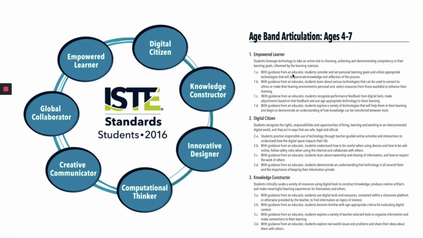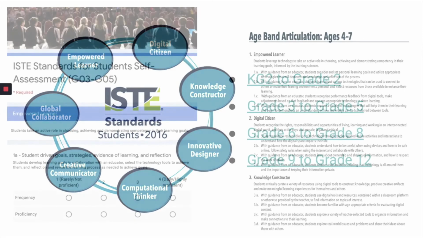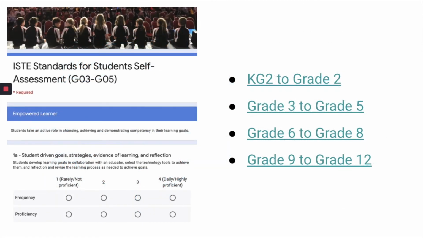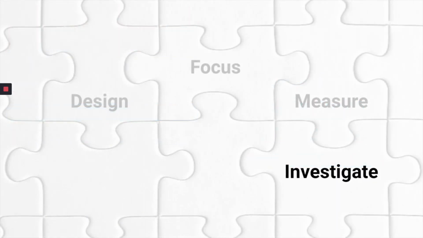So maybe with guidance from an educator, students are considering and setting personal learning goals and utilizing appropriate tech that will demonstrate knowledge and reflection of process. At the age of 4, it's totally appropriate to have that guidance from an educator. And then that scaffolding gradually drops away as you get to the older age band articulation standards. So what we did was we took this age band articulation and we turned it into a Google form, so that instead of asking about frequency and proficiency for the impactful uses of technology, we asked them about these age band articulators.